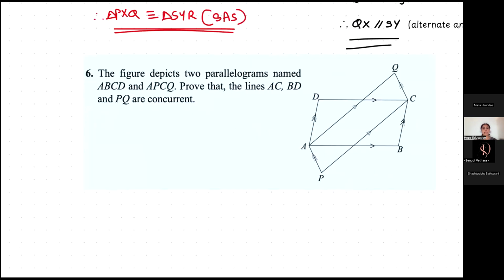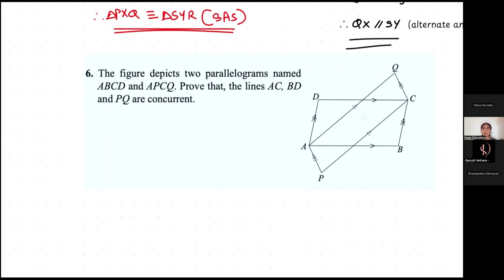The figure depicts two parallelograms named ABCD and APCQ. Prove that the lines AC, BD, and PQ are concurrent. What we have to show is concurrent. They meet at one common point. Concurrent means that they meet at a common point.